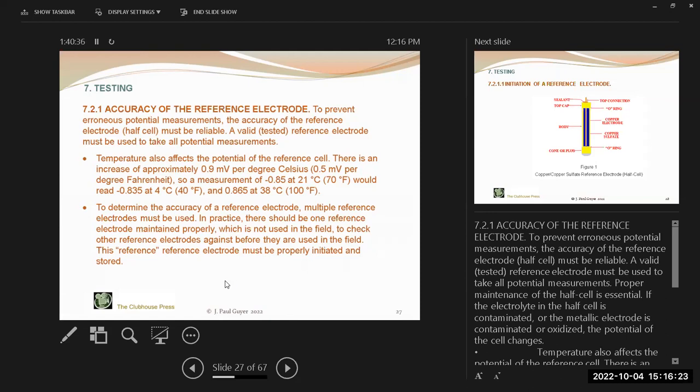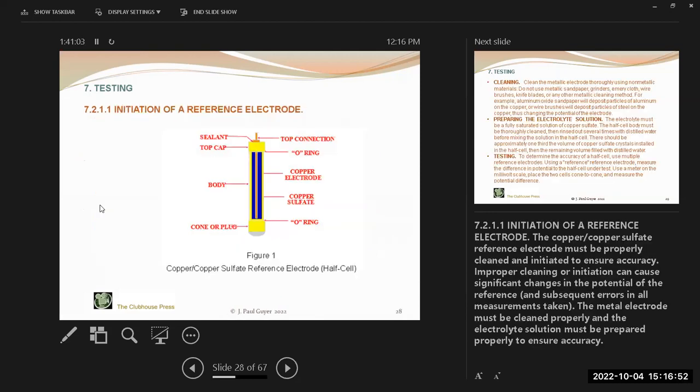To determine the accuracy of a reference electrode, multiple reference electrodes must be used. In practice, there should be one reference electrode maintained properly, which is not used in the field, to check other reference electrodes against before they are used in the field. This reference electrode must be properly initiated and stored. Picture here of a copper sulfate reference electrode half cell, what they look like.